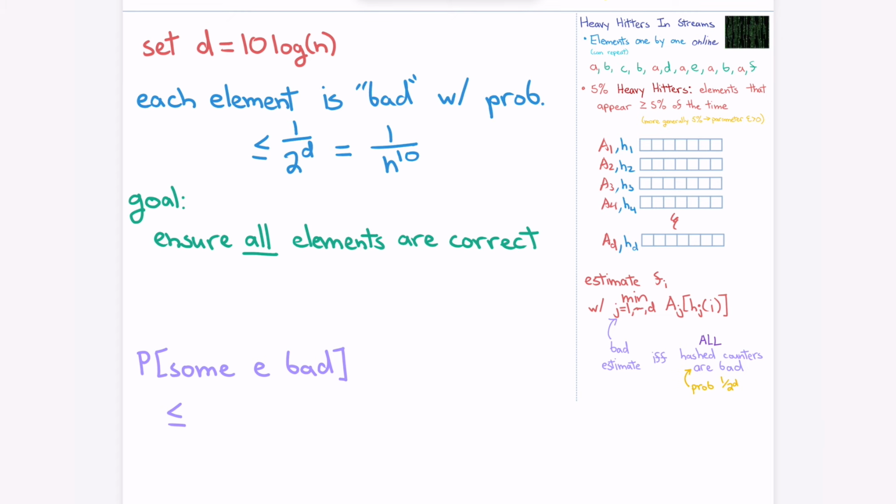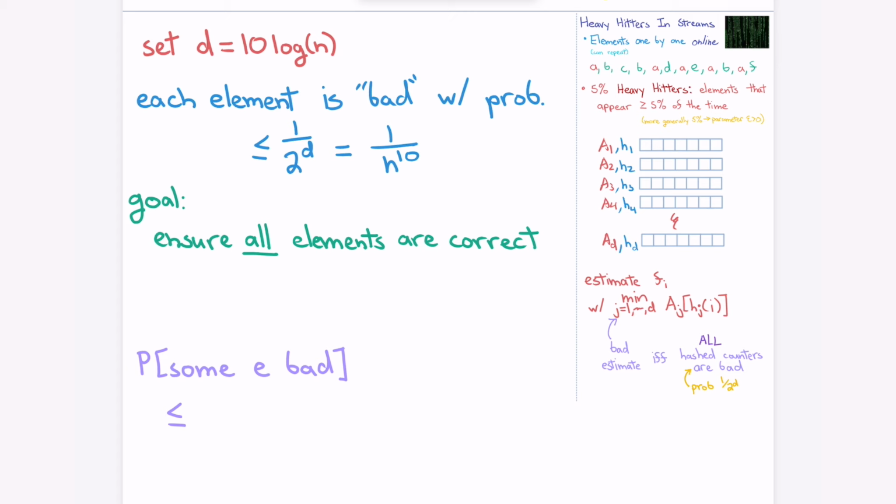All right, so if I set d to be like 10 log n, where n is the number of distinct elements out there, now I'm bad with probability 1 over 2 to the d, and that becomes like 1 over n to the 10. Just some constant in front of a log. But that's how fast this error goes down. So now you're basically able to drive any element's error rate down as low as you want.